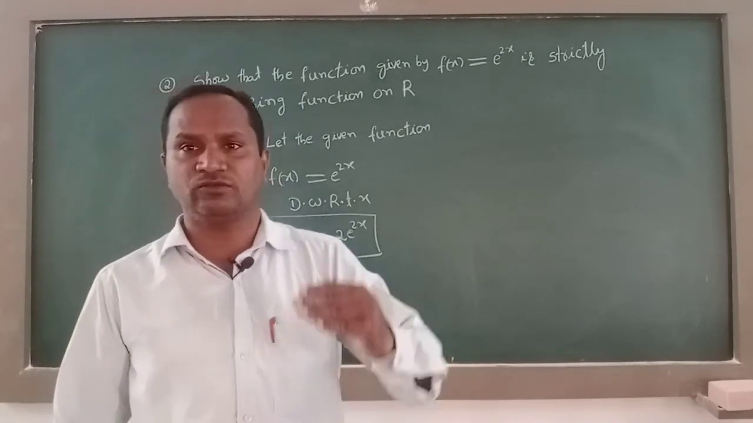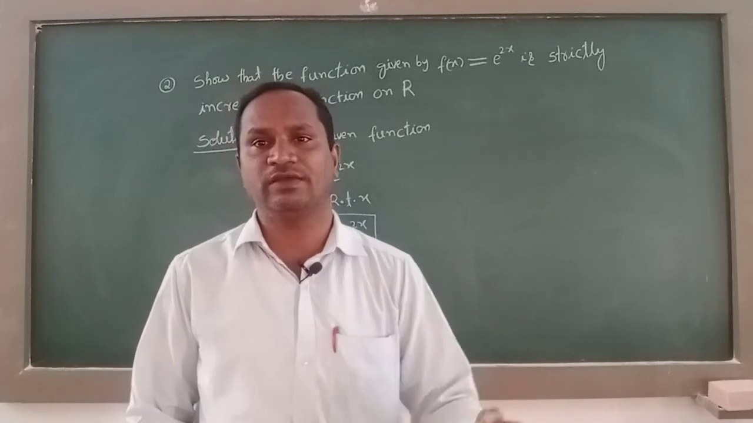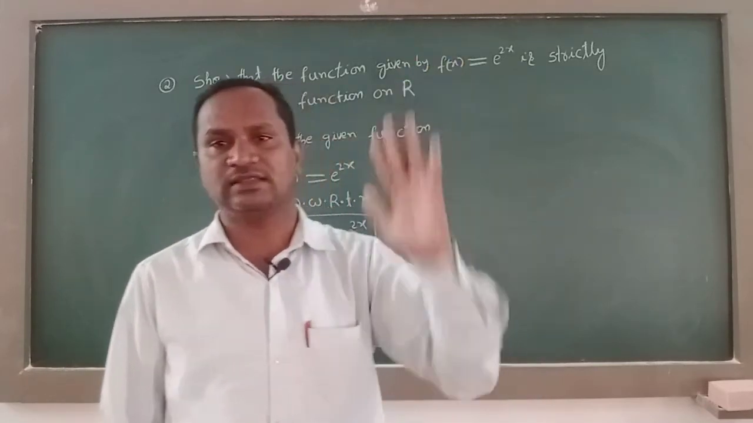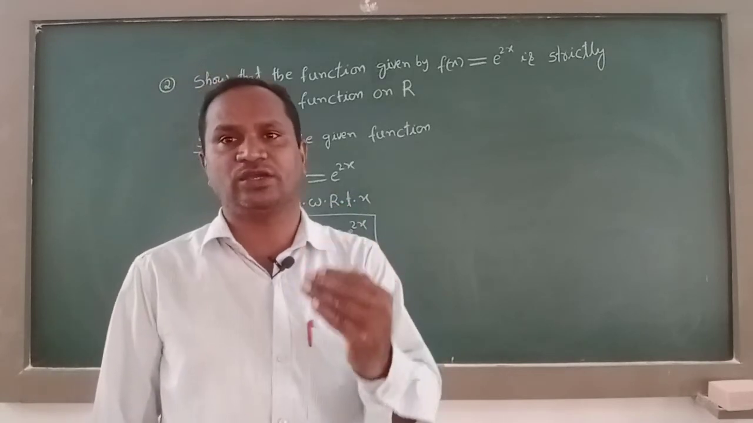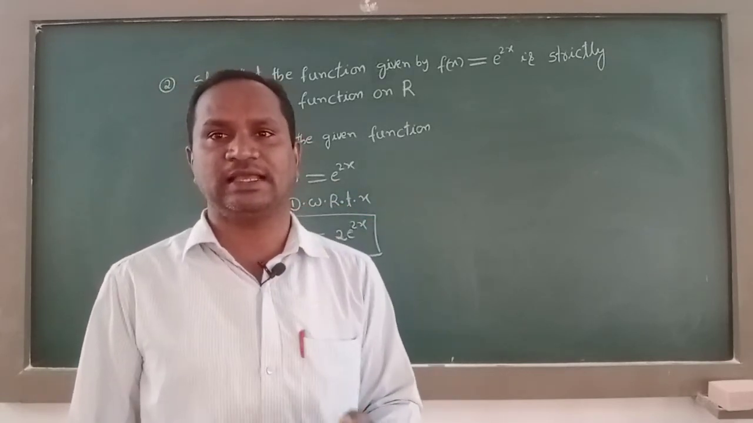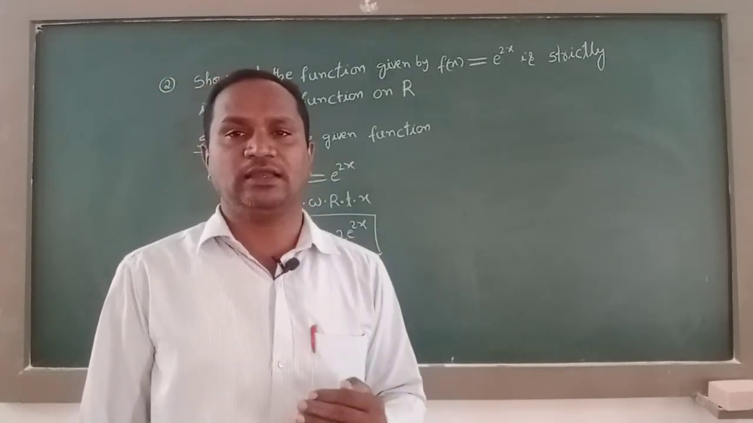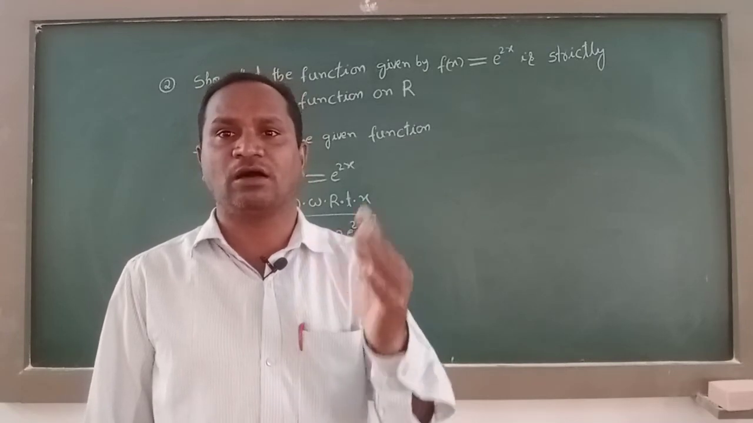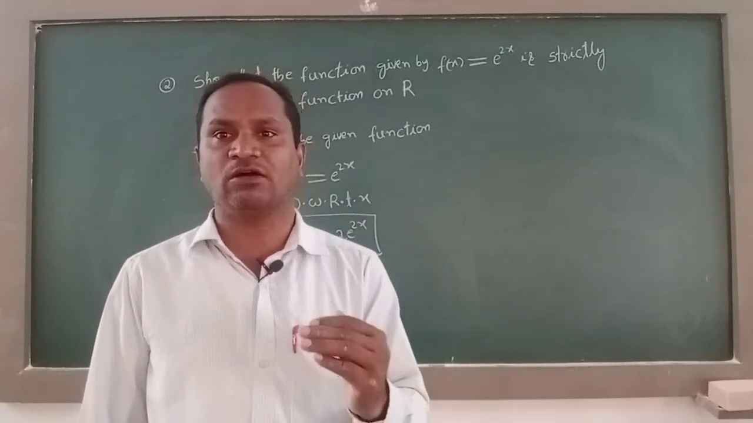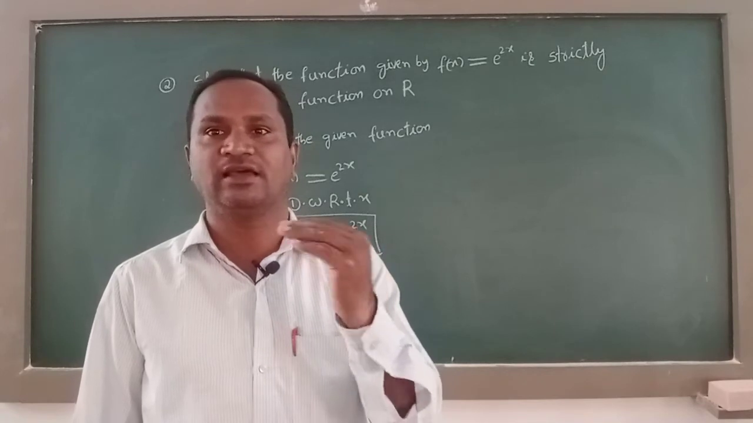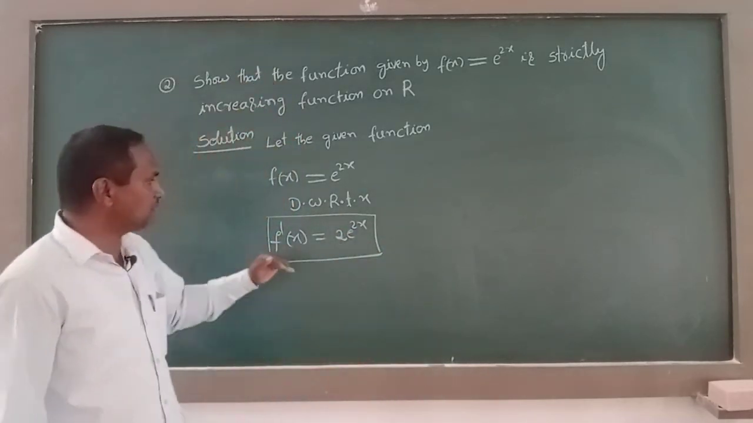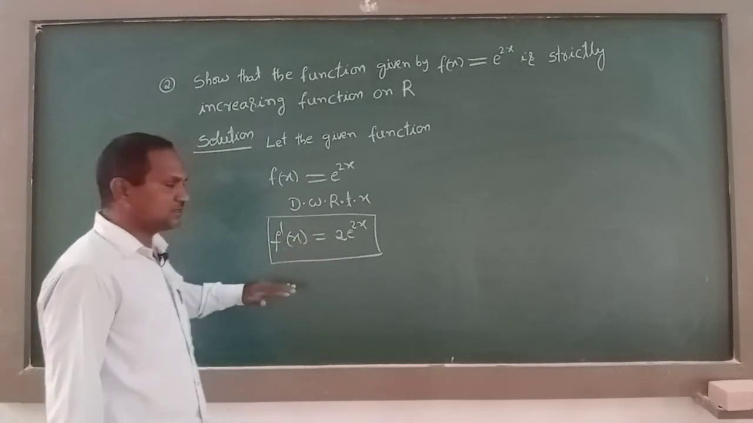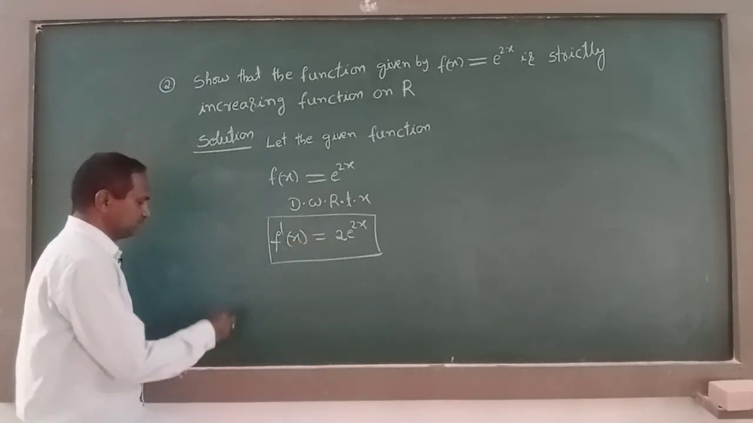At the same time, we must consider that the value is always greater than 0. If it is always greater than 0, we call that function a strictly increasing function on R. On R means on the set of all real numbers. That's what we can write as some words after completion of the answer. Like this we are going to write the words here.